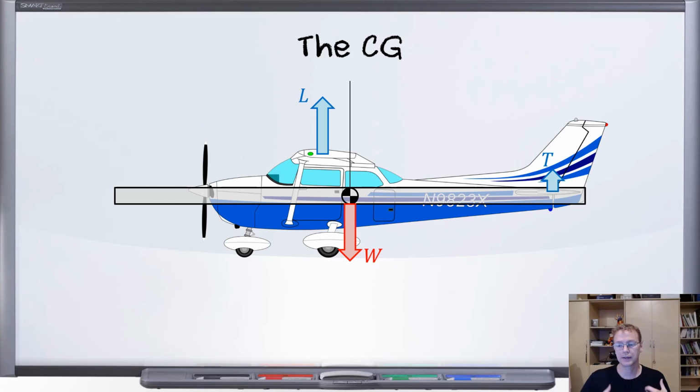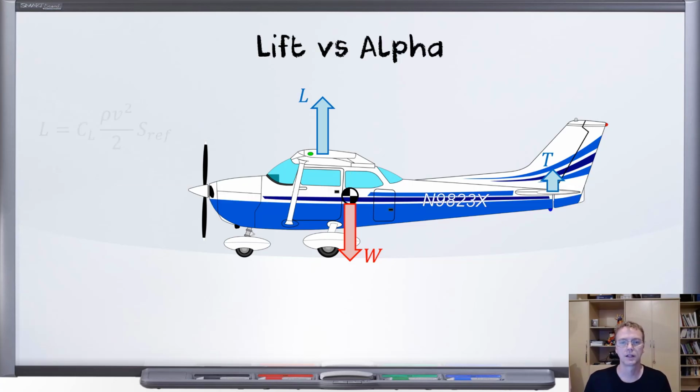Okay, so what we're going to look at next is how to do that balancing act. Let's remind ourselves, there's the lift equation again, our old friend, the lift equation, same as before. I want to make a slight simplification to this. We are not going to be varying the air density or the airspeed in today's discussion. So let's just simplify those.